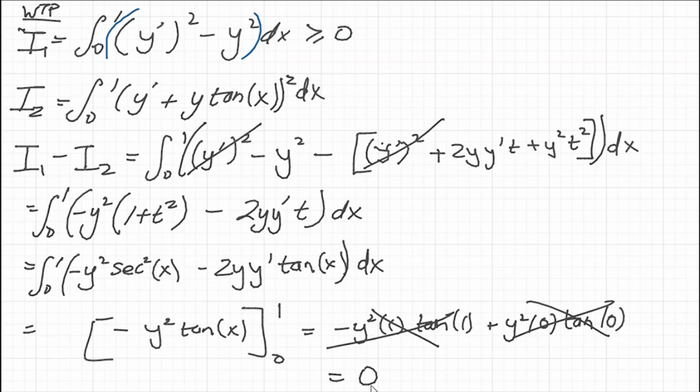So I1 minus I2 is 0. So that tells us that I1 equals I2. So if I1 equals I2, we have this integral here equals this integral here.